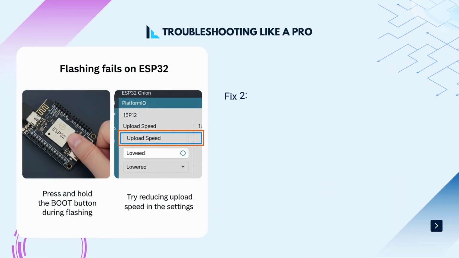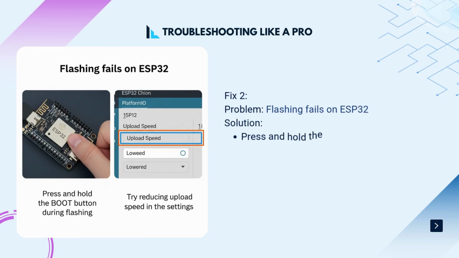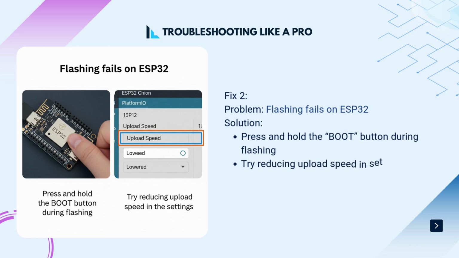Case 2, ESP32 fails to upload. This one's common. You hit upload and the IDE freezes at connecting. That's your sign to press and hold the boot button on the ESP32 board just as the upload starts. This forces the chip into flash mode. You'll see the upload start progressing immediately.